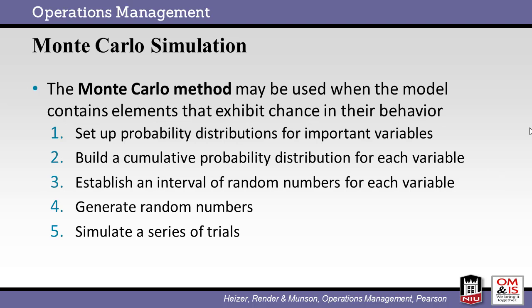Monte Carlo simulation is used when future states cannot be fully defined. In this case, we set up probability distributions for important variables. For each variable, we define an interval of random numbers. Based on these ranges, we generate random numbers which are used in the simulation runs.